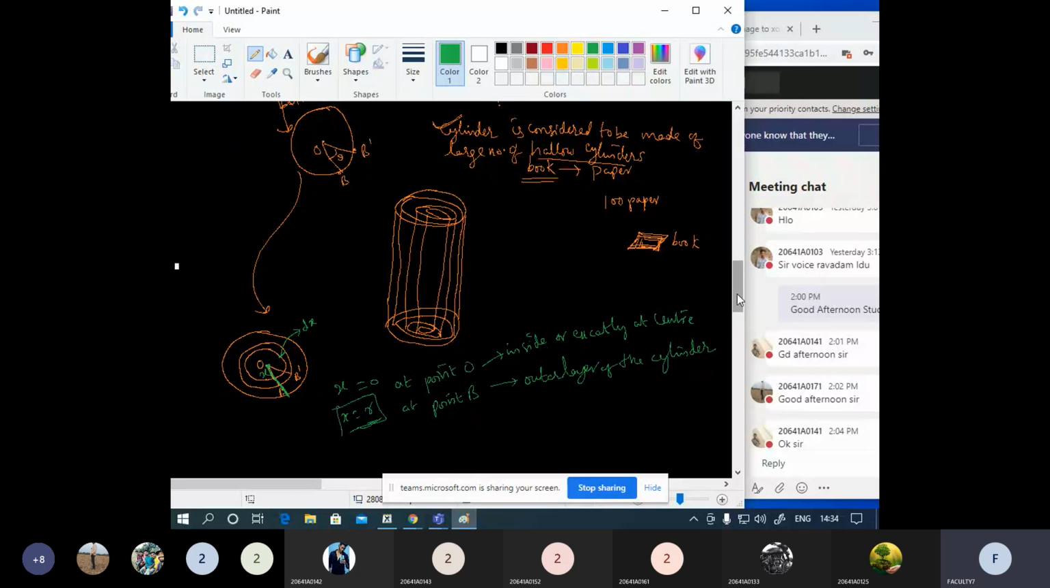Now what is the thing here? In order to get the concept of the bottom, I am considering a small hollow cylinder with some radius R.